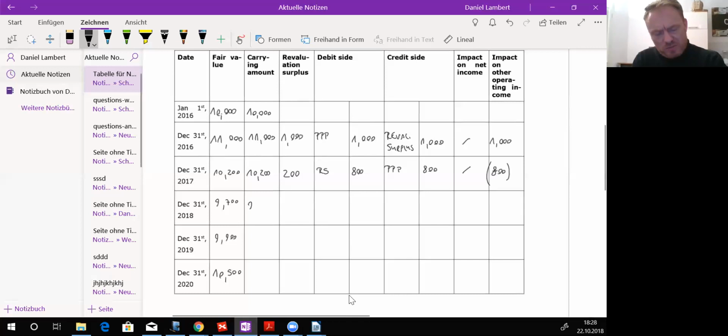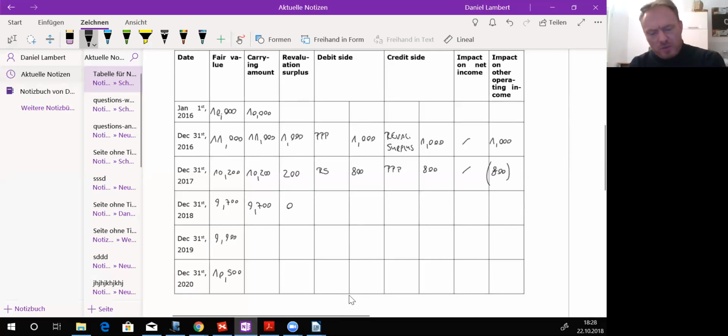So carrying amount, 9,700. And the revaluation surplus that we created 2 years ago, it was 1,000, then it was 200, now it's nothing at all. It is nothing any longer. The revaluation surplus is equal to 0. But this does not suffice. We need to have a further decline in the value of property, plant, and equipment.